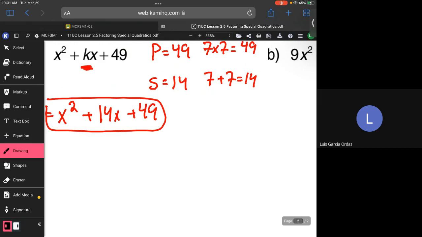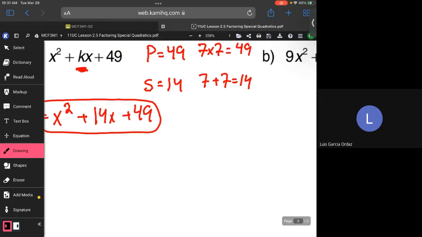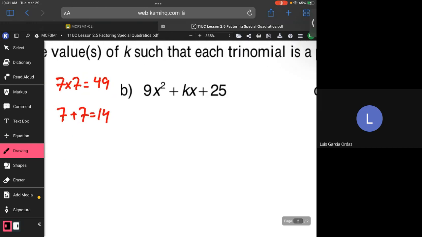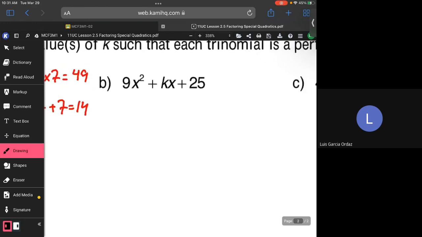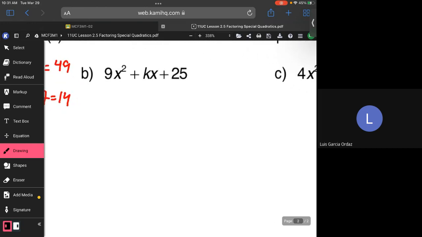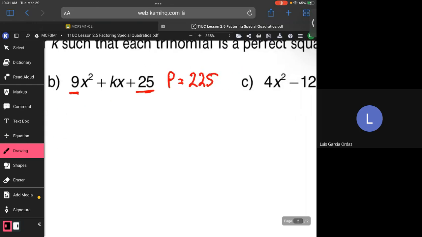So my next one is 9x squared plus k, so we don't know what k is, plus 25. So what is my product here? First term multiplied by the last term. What's my product? 225. So what two numbers that are the same multiply to give me 225?